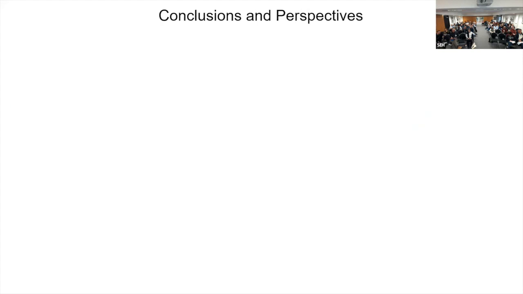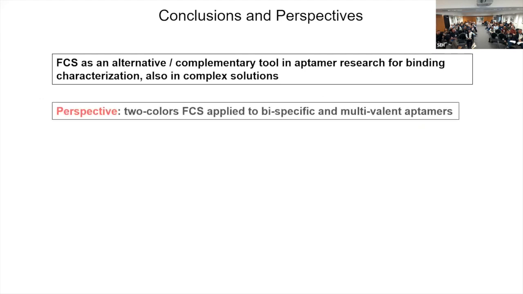Well, let me conclude. I showed you these data just to propose FCS as an alternative or complementary tool in this type of aptamer research, especially for binding characterization. Also, as a perspective, I would like to implement a 2-color FCS approach to study this. I think it might be very relevant to study bispecific aptamers or multivalent aptamers. So you can probe very accurately if the 2 things go together.